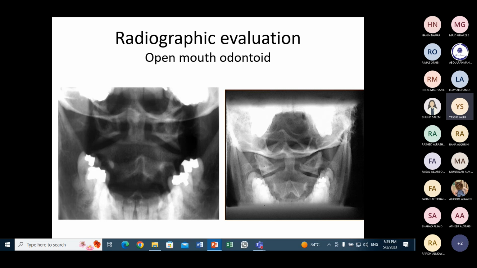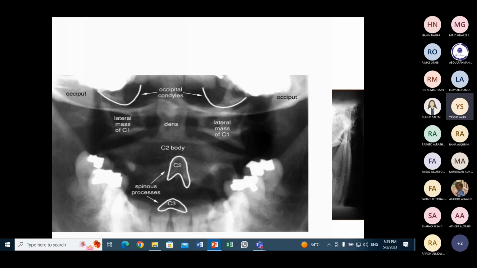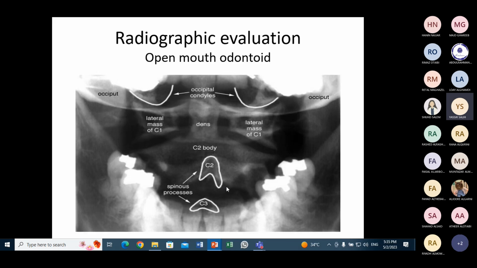Also, this is the odontoid process with open mouth. Again, this is the dens of the odontoid process, and the lateral mass of C1. Look at these spaces or distances. They should be equidistant from the dens to the medial edge of the lateral mass, and the lateral parts of C1 and C2 should be well aligned. So this is an open mouth odontoid view.